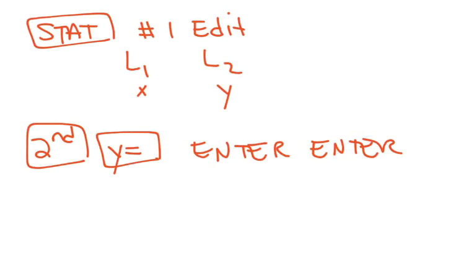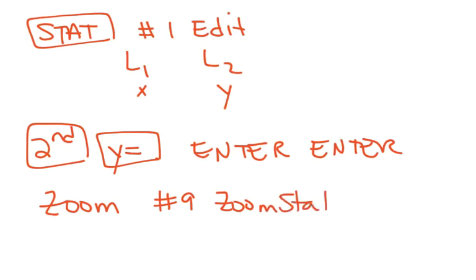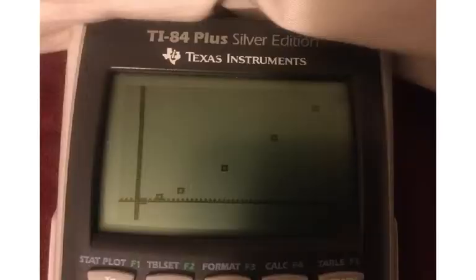After you've made sure that your stat plot is on, then you're going to go to Zoom 9, which I believe is Zoom Stat, which it is. And what that's going to do is restructure the screen of the calculator so that you can see the graph. So if you go to Zoom Stat, you should see the scatter plot on your graph. And this is the graph you see.